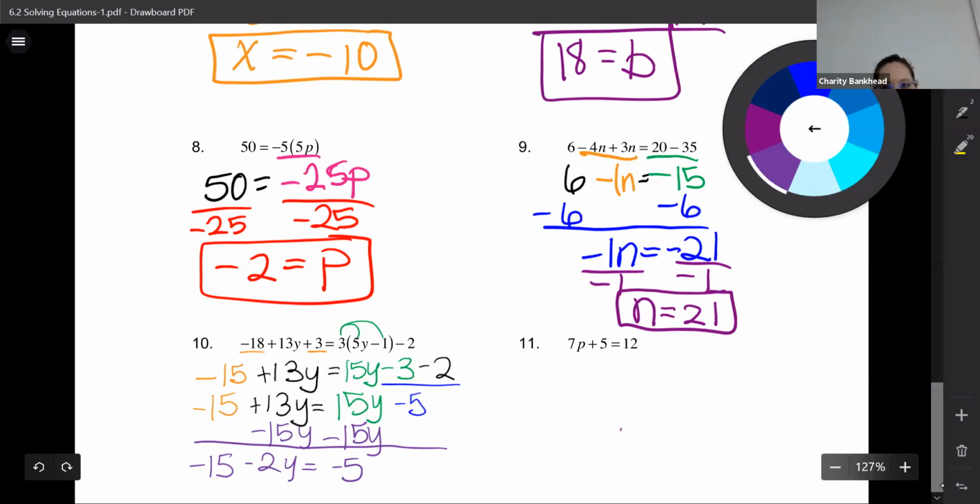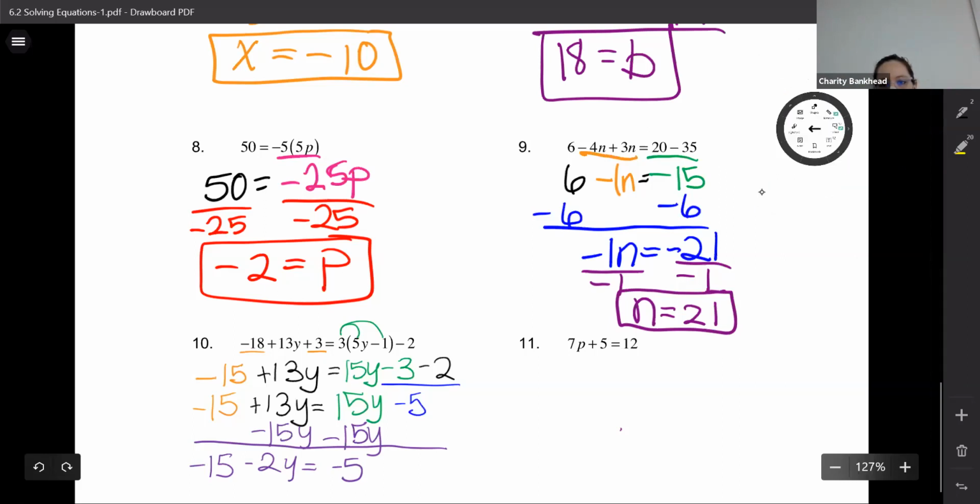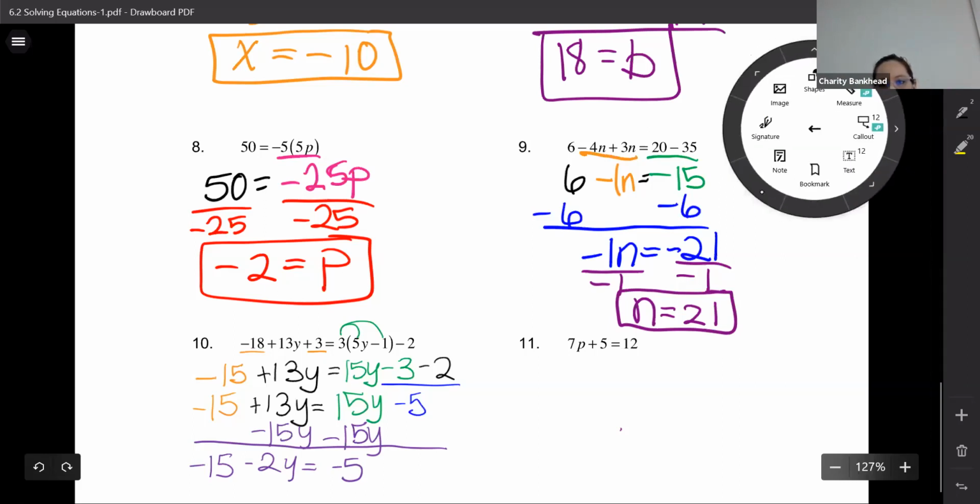I need more room. Oh, well, figure something out here.